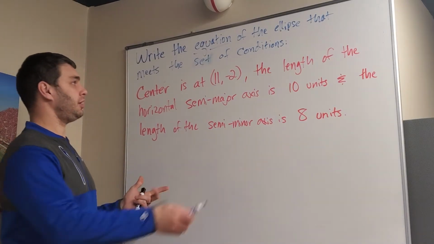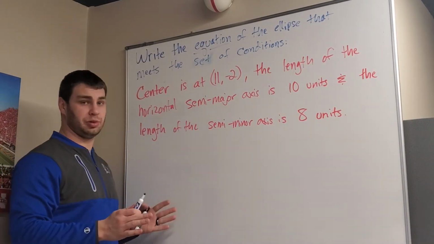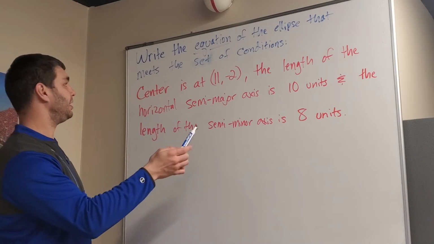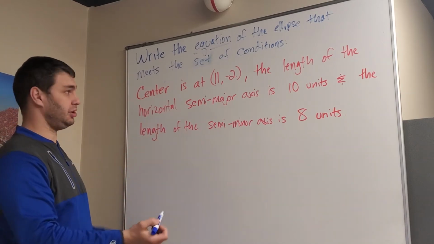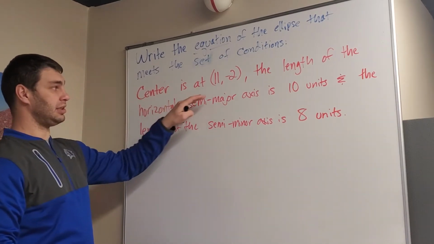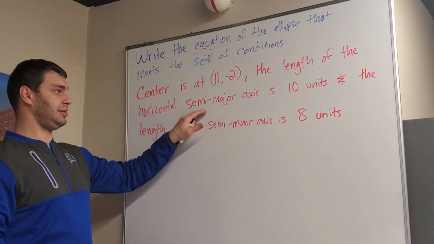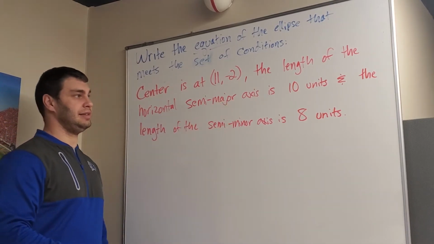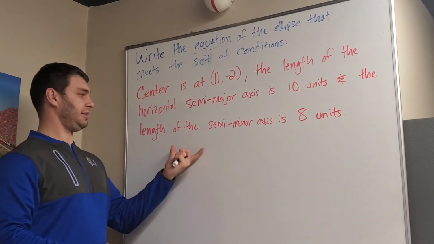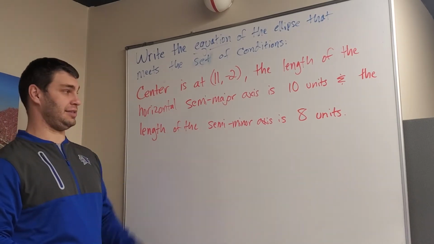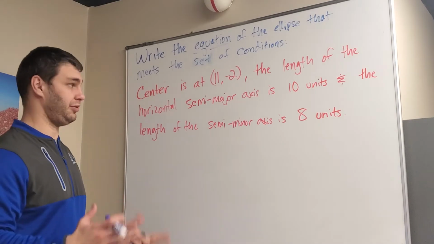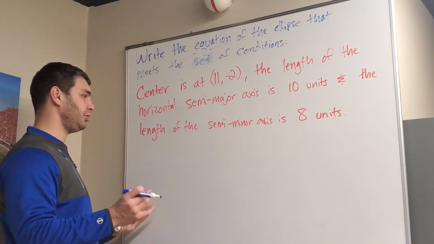All right, guys, here our directions say that we want to write the equation of the ellipse that meets the following conditions. In this case, the center is going to be at (11, -2), and the length of the horizontal semi-major axis is 10 units, and the length of the semi-minor axis is 8 units. So kind of a lot going on here, but let's think through this a little bit.